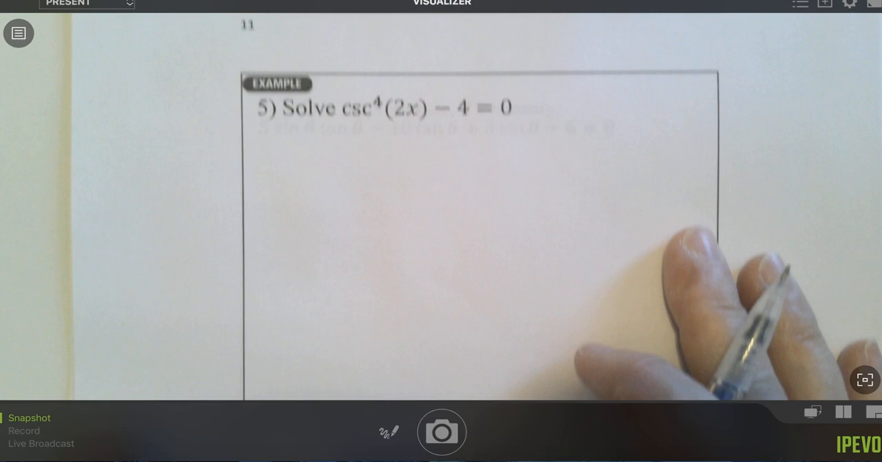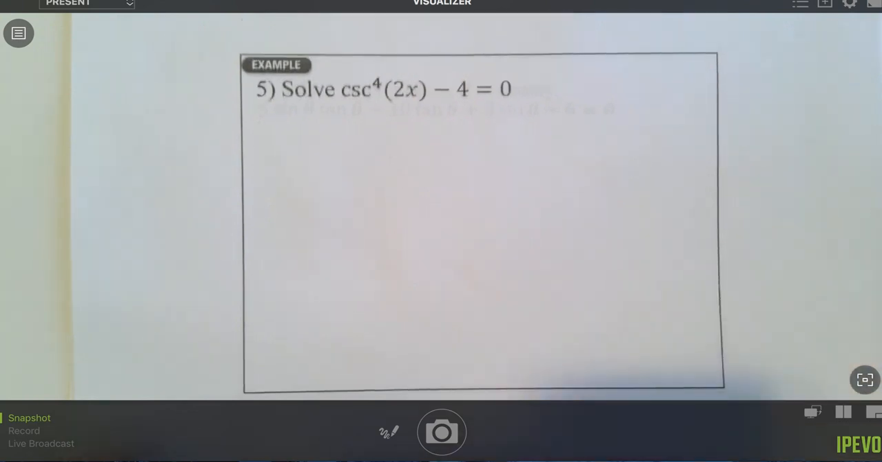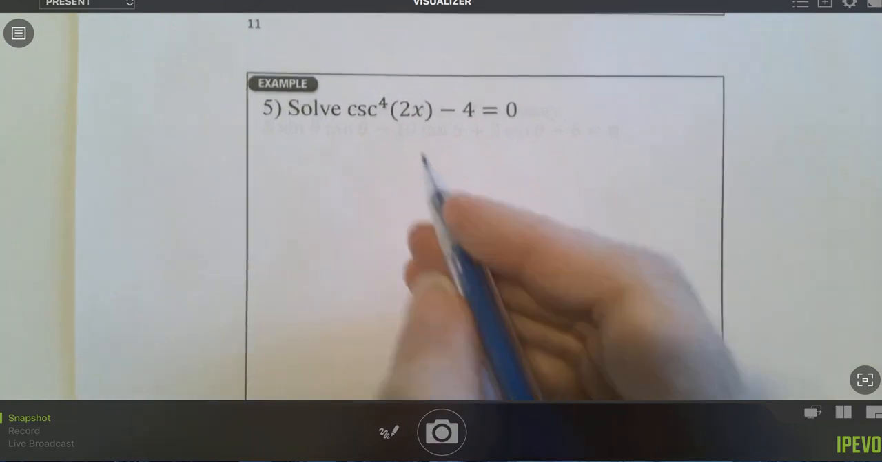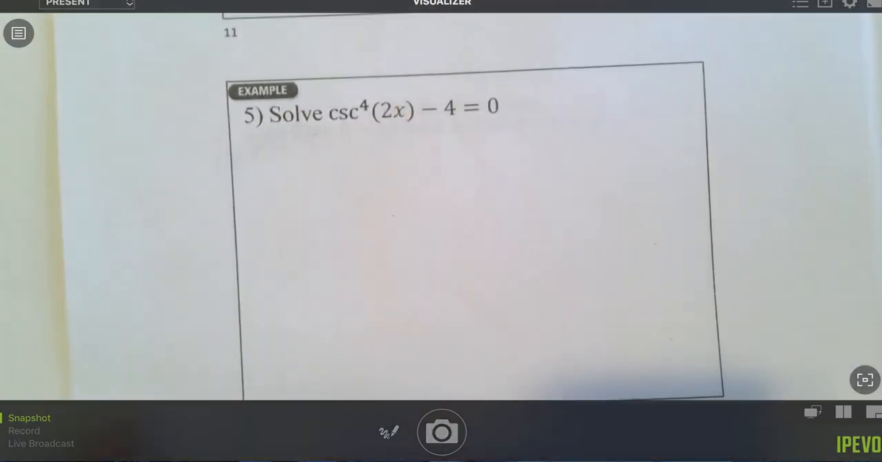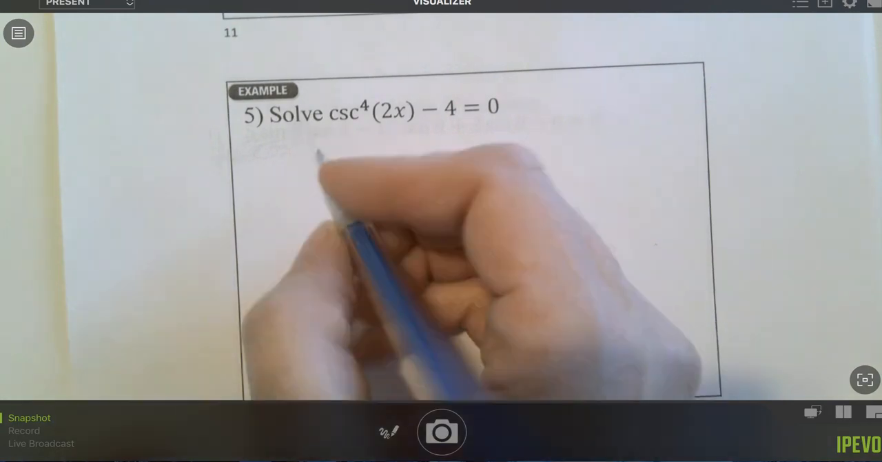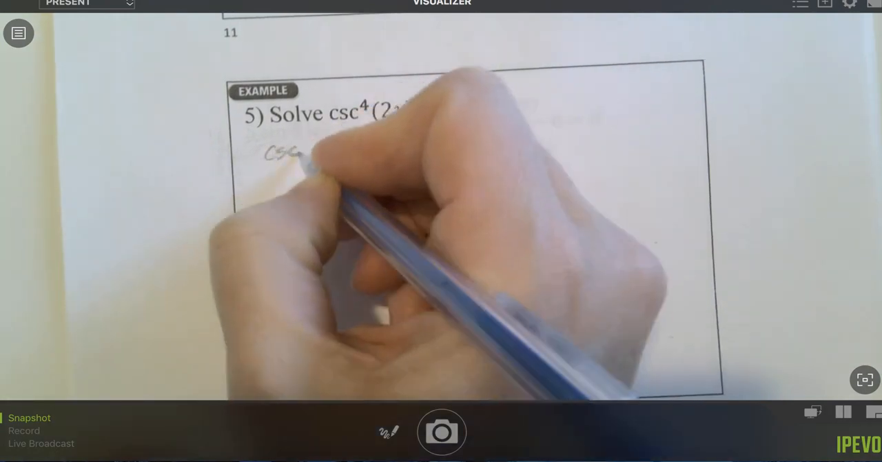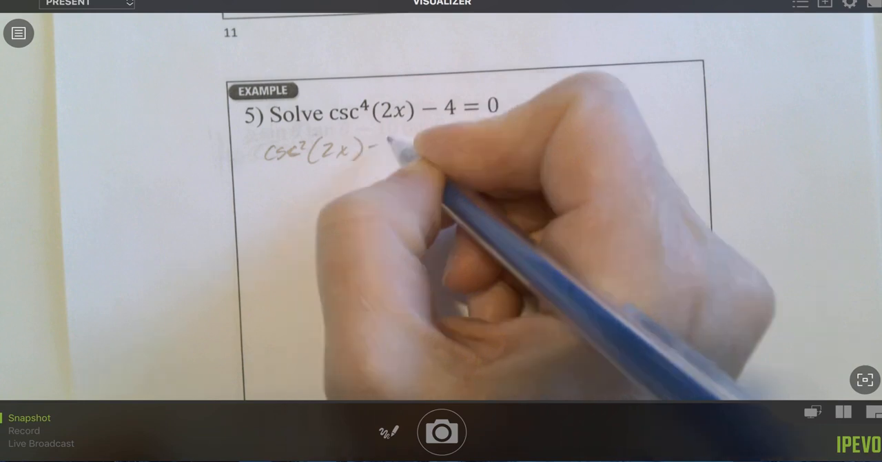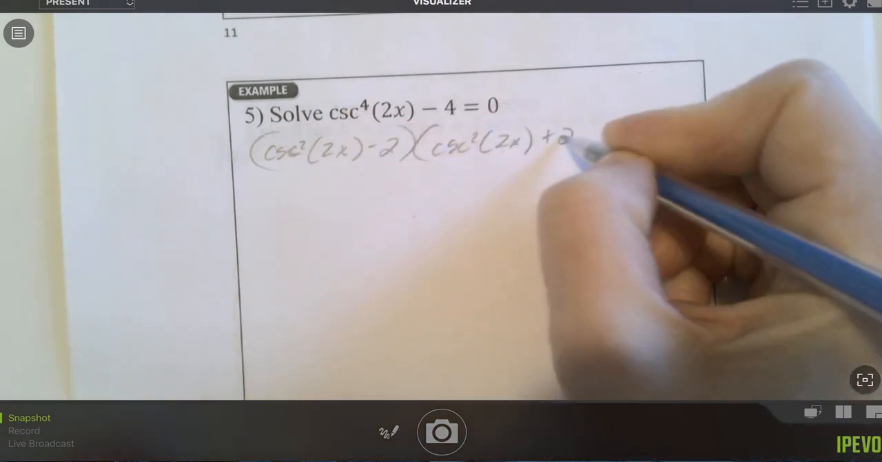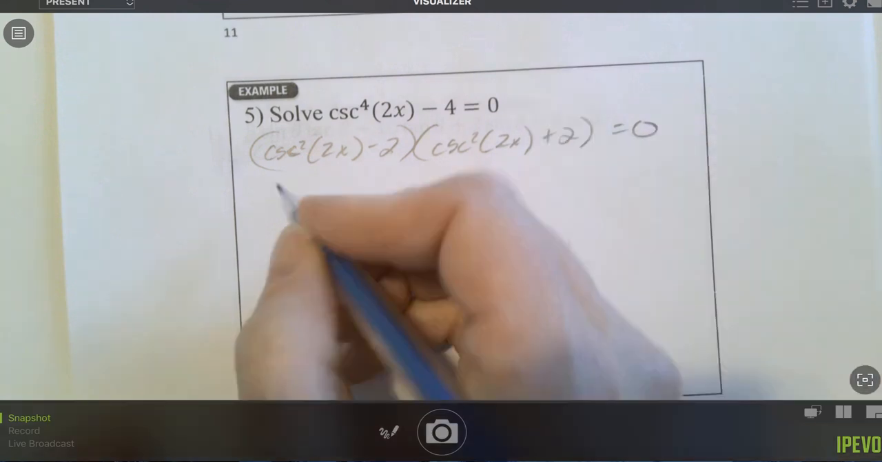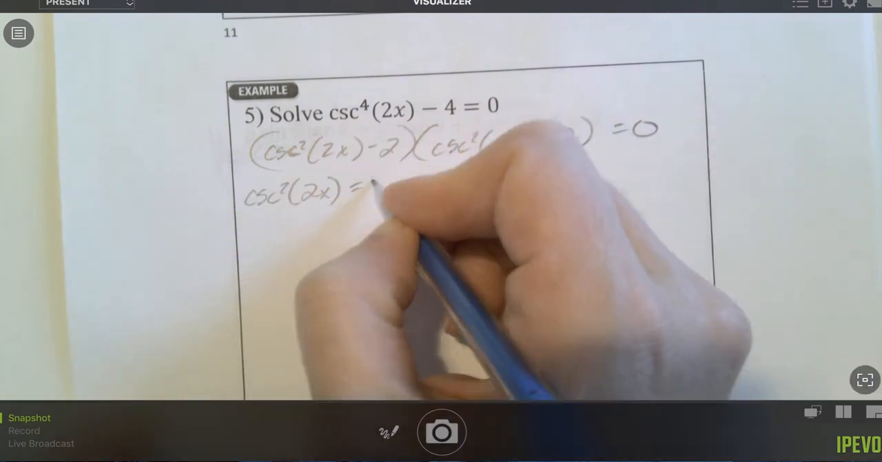For this next one here, I have a difference of perfect squares. So I'm going to factor the difference of perfect squares. So it's cosecant squared of 2x minus 2, cosecant squared of 2x plus 2 equals 0. Set each of these equal to 0. Go ahead and set that equal to 2 there.